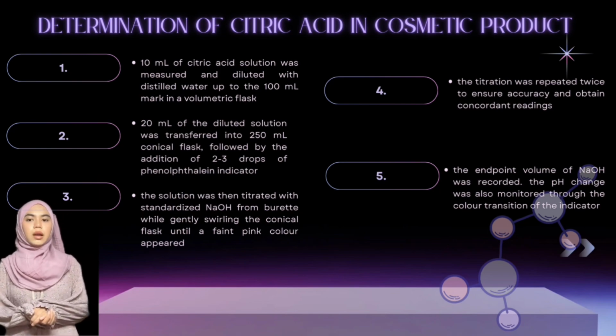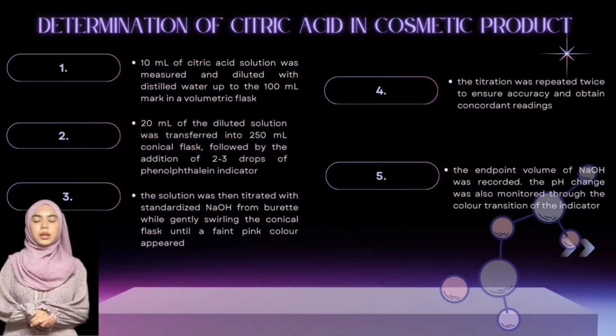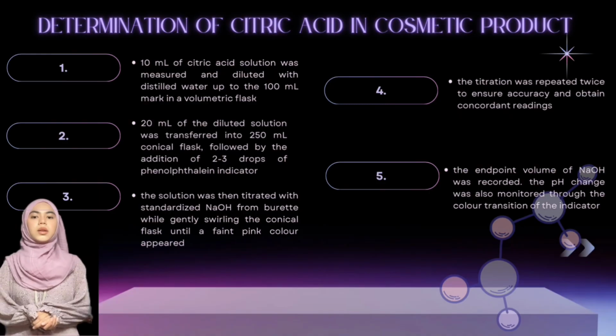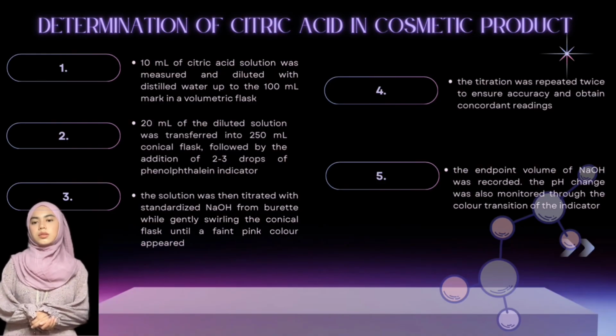The solution was then titrated with standardized NaOH from the burette while gently swirling the conical flask until a faint pink color appeared. The titration was repeated twice to ensure accuracy and obtain comparable readings. The endpoint volume of NaOH was recorded. The pH change was also monitored through the color transition to pink.